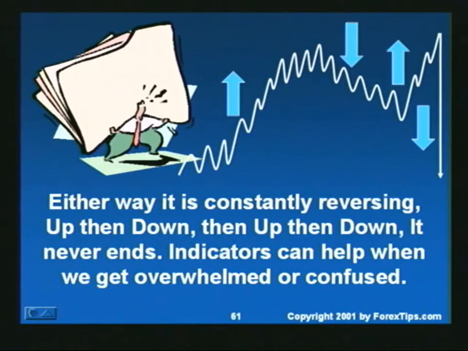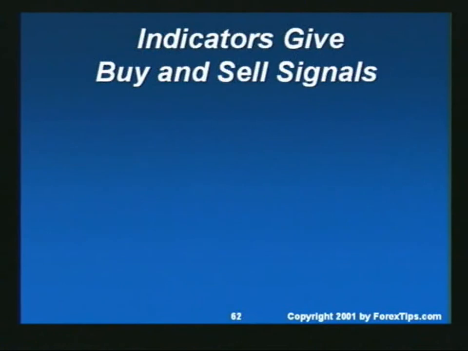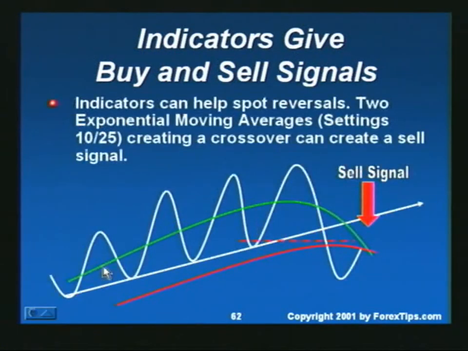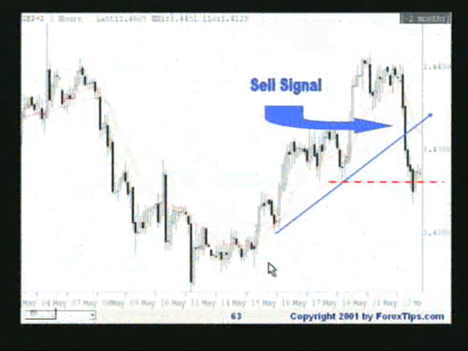It never ends. Indicators can help when we get overwhelmed or confused as the market moves. Indicators give buy and sell signals. Indicators can help spot reversals. A very popular indicator is called a modified moving average with the settings of 10, 25. What does the setting 10, 25 mean? That means that one of these lines is monitoring 10 candles back. The other is monitoring the price movement of 25 candles back.